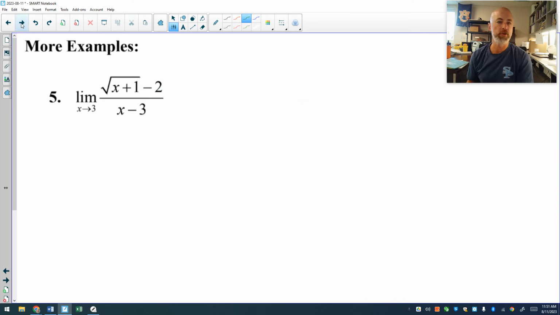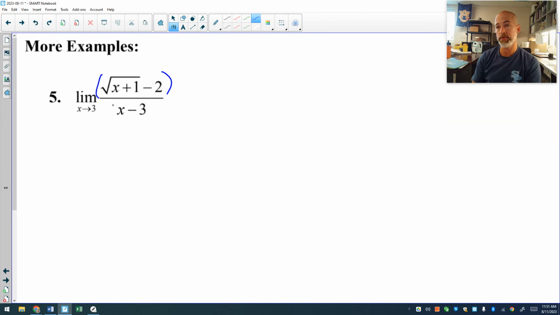So I'm going to do a few more examples here. I think I have 3 more. So I have the square root of x plus 1 minus 2, over x minus 3. So if I plug in 3, that'll be square root of 4 minus 2. Okay, that top is approaching 0. 3 minus 3, that is also 0. So I'm actually going to rationalize this.